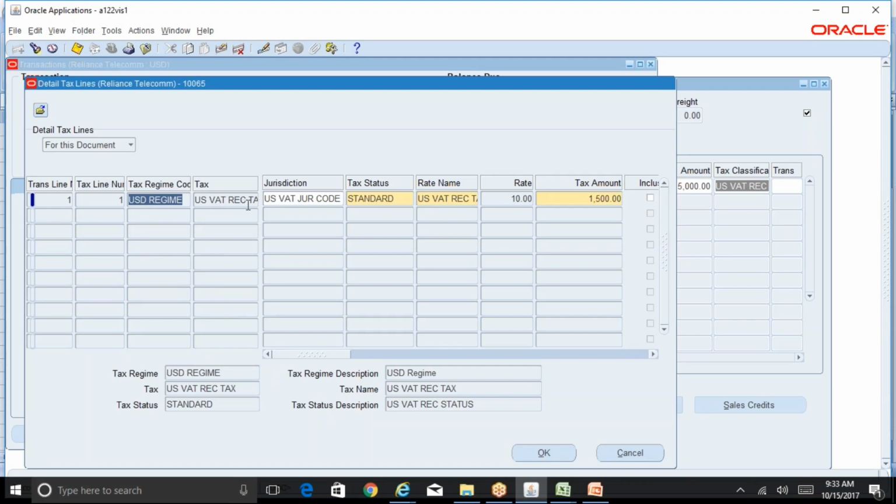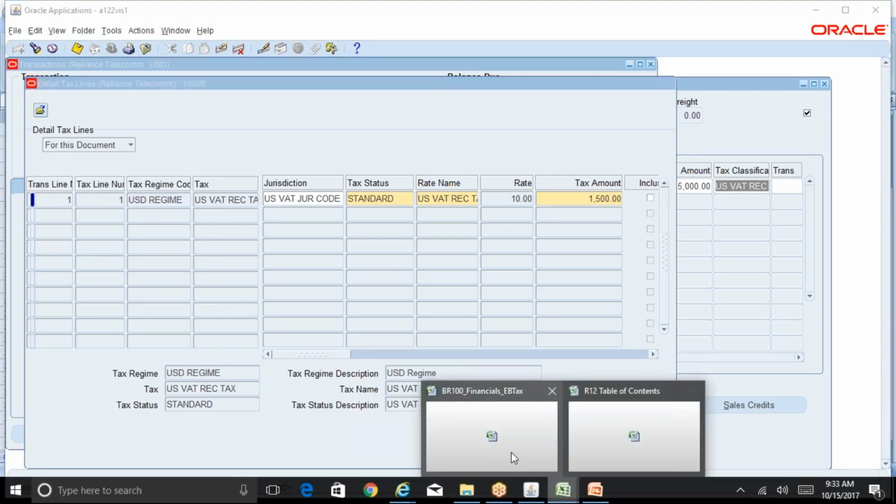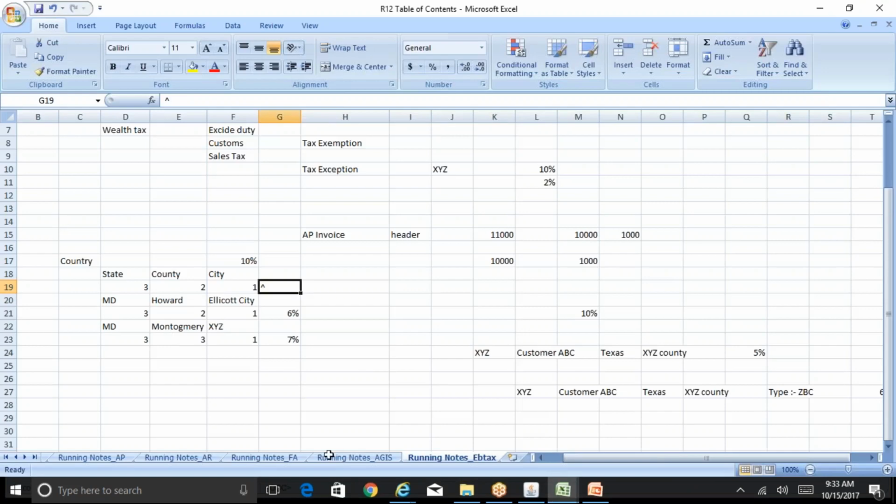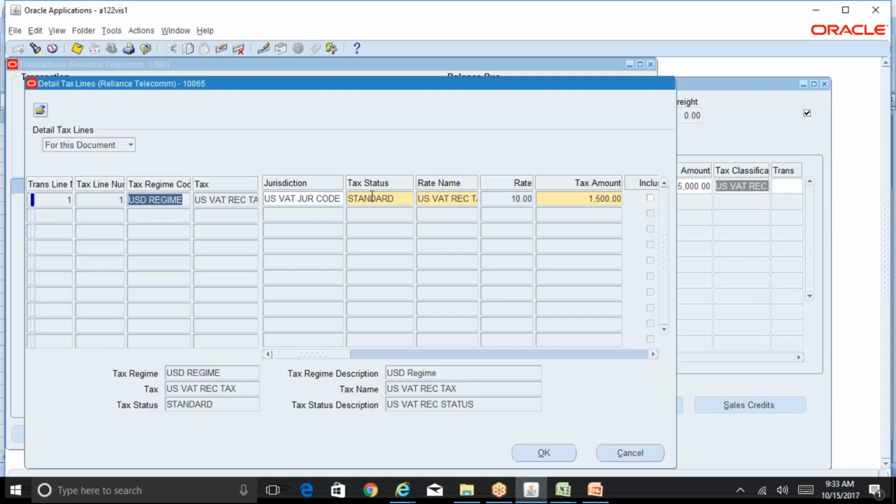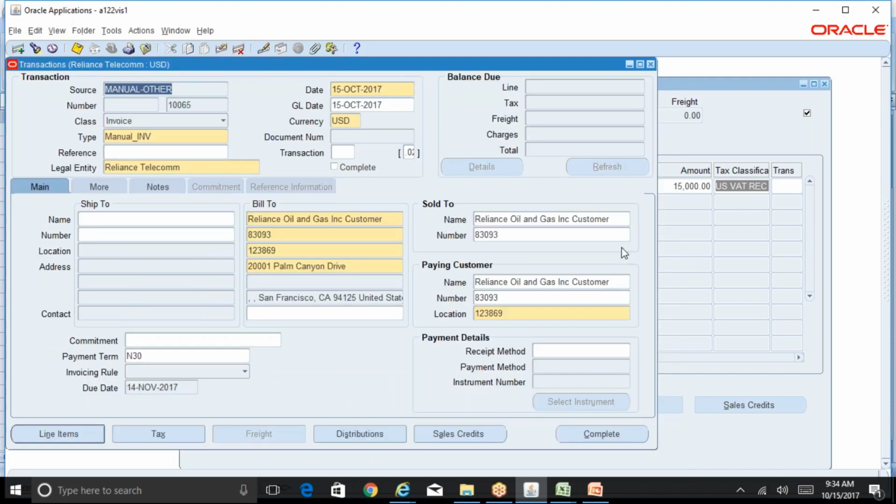US regime, US tax code. If you take this as an example, state, county, city, right? For state there will be 3%, for county there will be 2%, for city there will be 1%. So it will be a 3% calculation, a 2% calculation, a 1% calculation, and this entire amount will be summed up, and that is what you can see here. There will be 3 lines. You need not do any manual things. The system will automatically take care, because those things are falling under that particular country, and based on the rules we have set up, it will consider all those 3 rates: state, county, city.